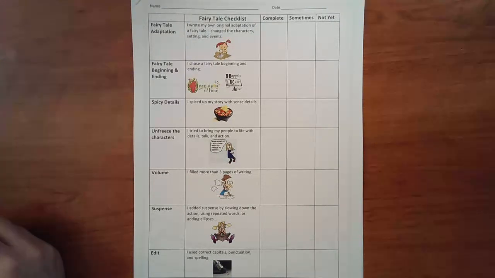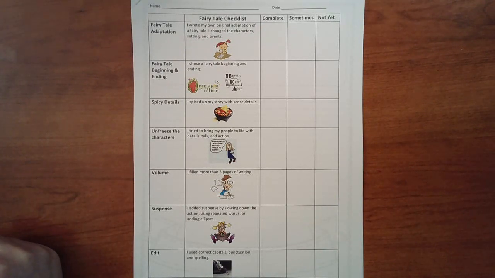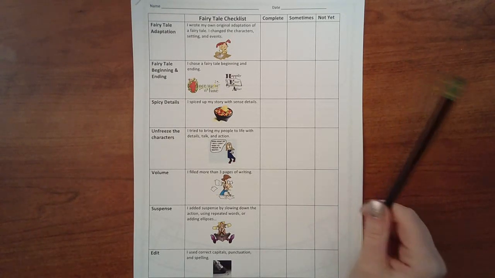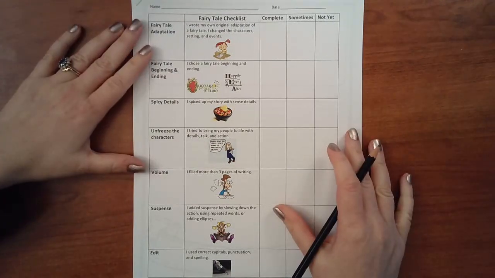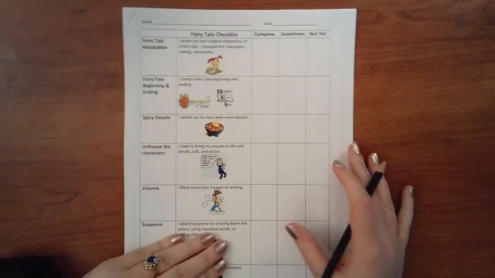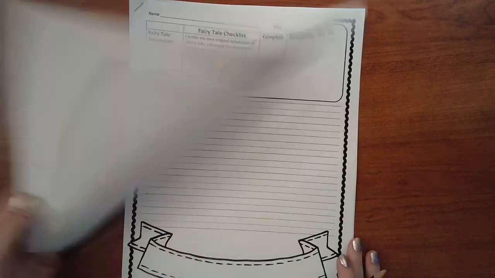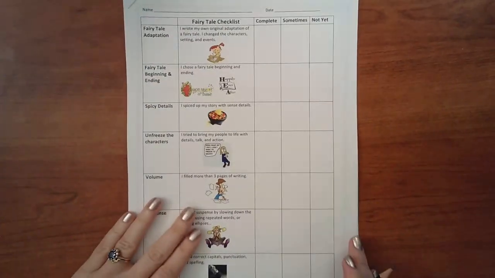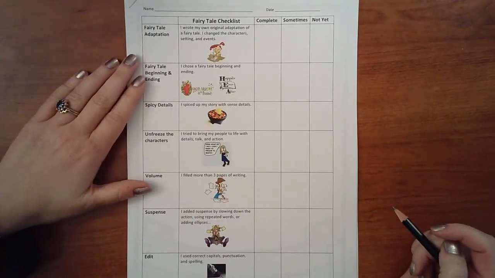The last time we were storytelling, we were talking about how we storytell. We don't just retell. So today you're going to need a pencil, and you need to go get your fairy tale packet, one of the packets of paper. It looks like this on the front, looks like this on the inside. So pause the video and go get that.